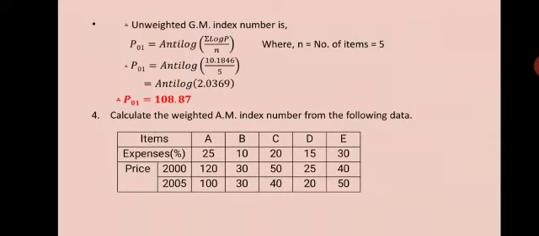Then we have the fourth question, that is calculate the weighted arithmetic mean index number from the following data. Here the data is given as number of items A, B, C, D and E. Expenses are given in terms of percentages, that is 25, 10, 20, 15 and 30. Price in 2000 and price in 2005 are given.